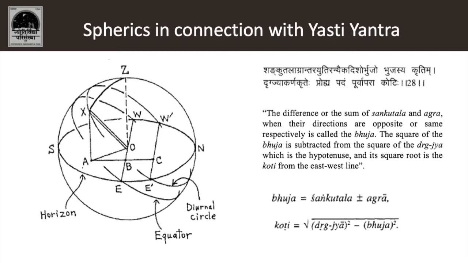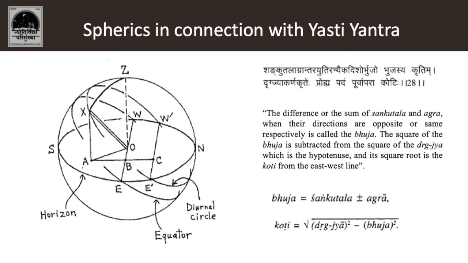This was proposed not just by Brahmagupta, not just by Aryabhata, but this formula is also present in the Baudhayana Sutra. So Baudhayana is actually a person who proposed the Pythagoras theorem even before Pythagoras, and he used the method of spherics exactly by this method. It is given at the bottom: Koti is equal to root of Drugja square, which we calculated earlier, minus Bhuja square. And this is literally the definition of Pythagoras theorem.